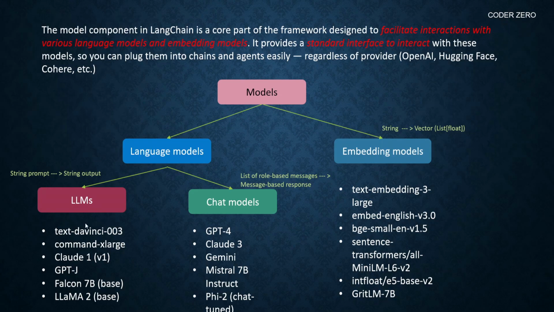Some examples for LLM or text completion models are Text DaVinci 003, Command X Large, Claude version 1, GPT-J, Falcon 7B, Llama 2. Some examples for chat models are GPT-4, Claude 3, Gemini, Mistral 7B Instruct, Phi 2. And examples for embedding models are Text Embedding 3 Large, Embed English version 3.0, BGE small en version 1.5, Sentence Transformer, and so on.